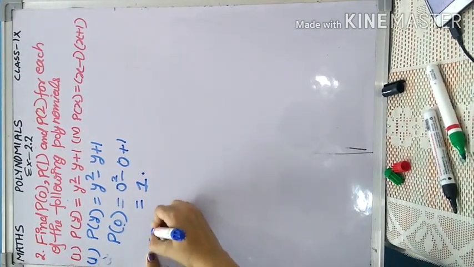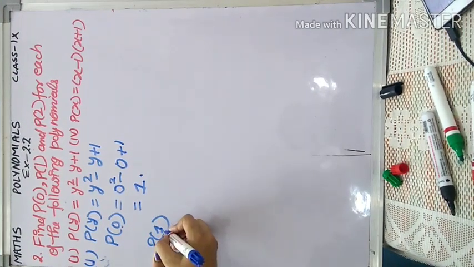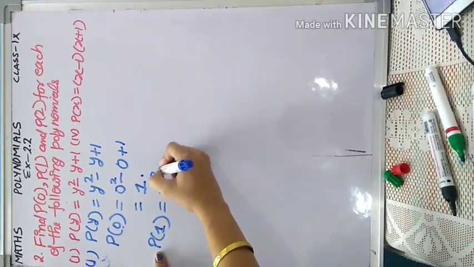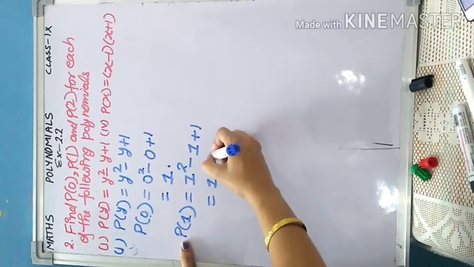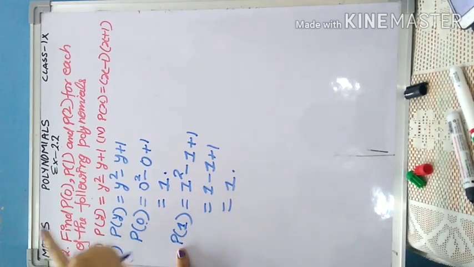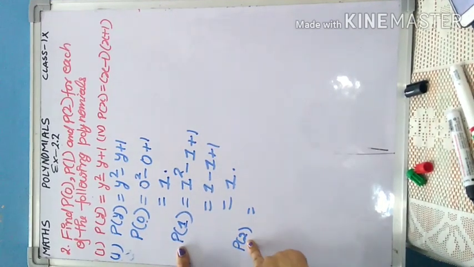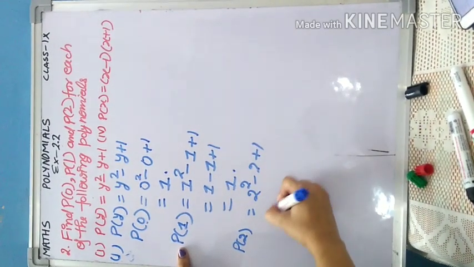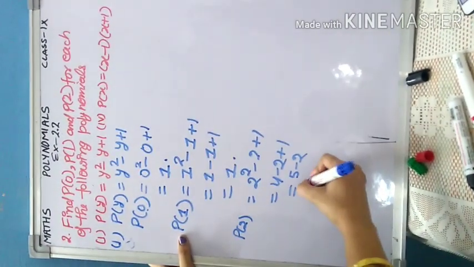Now P1. For making this P1, what you have done? We have put 1 at the place of y. So the value of P1 for this polynomial is 1. P2 means we are putting the value of y as 2. 2 raised to the power 2 minus 2 plus 1, that is 4 minus 2 plus 1, 5 minus 2, and that is 3.